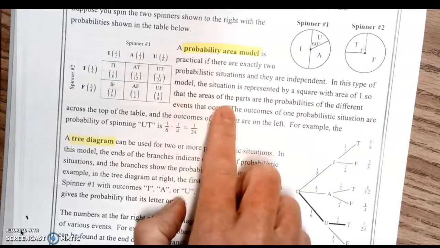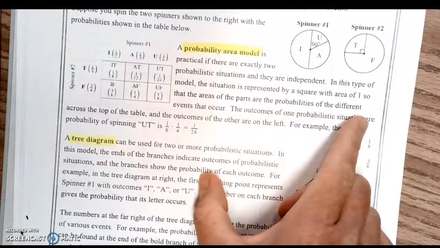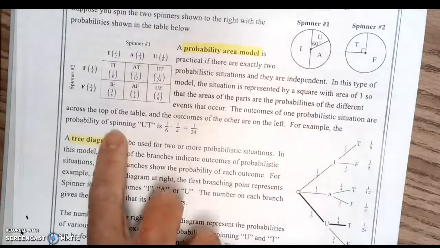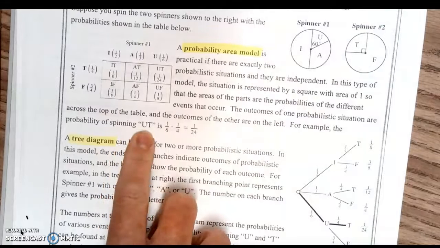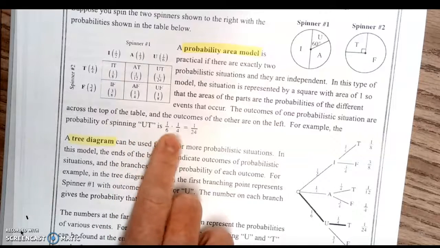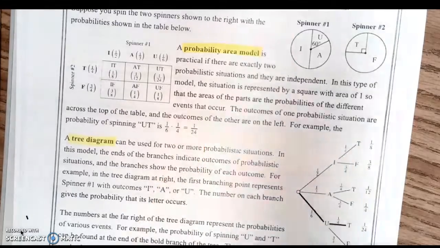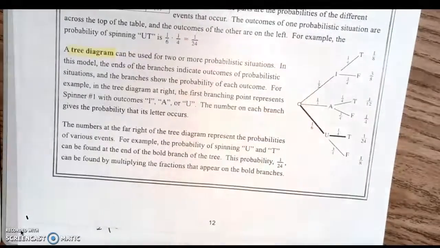So that the areas of the parts are the probabilities of the different events that occur. The outcomes of one probabilistic situation are across the top of the table, and the outcomes of the other are on the left. For example, the probability of spinning UT is 1/6 times 1/4, which is 1/24. Okay? Then at the bottom we have the tree diagram.